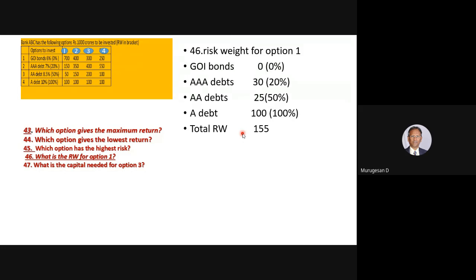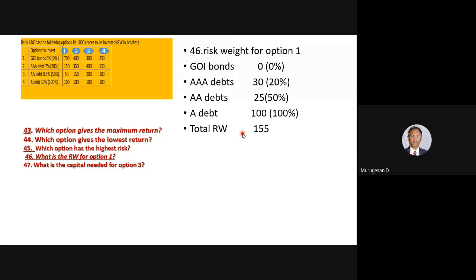Remember, risk weight is different from risk adjusted income. Carefully you have to understand the concepts. You see, earlier I asked what? Understood or not? Earlier I asked what is the risk adjusted income. Here what I am asking, what is the risk weight assigned? The Government of India bond, zero risk. AAA, 20% risk. The AA debt, 50% risk. Like that, they will give. And you have to apply. Read the question and apply.